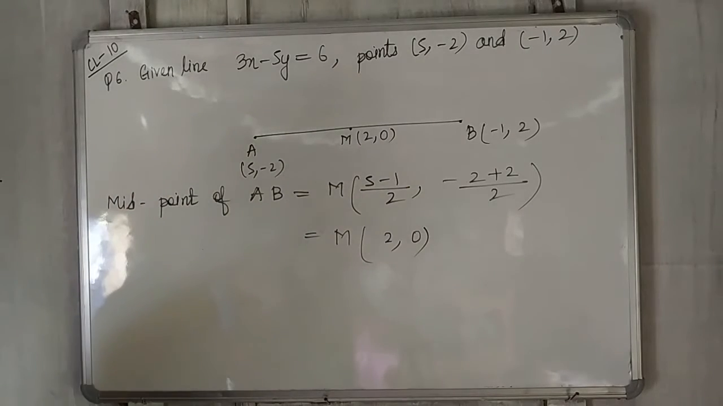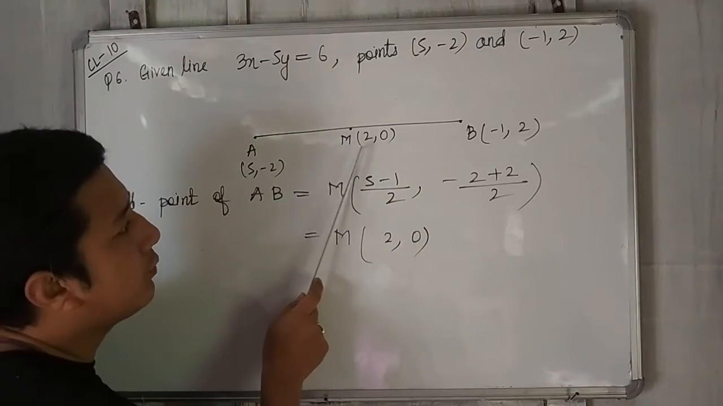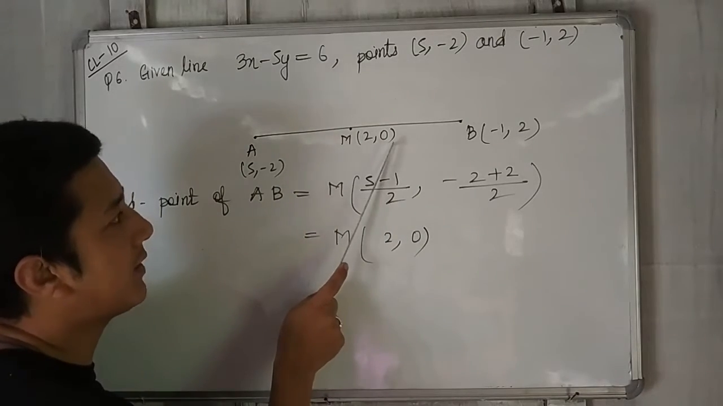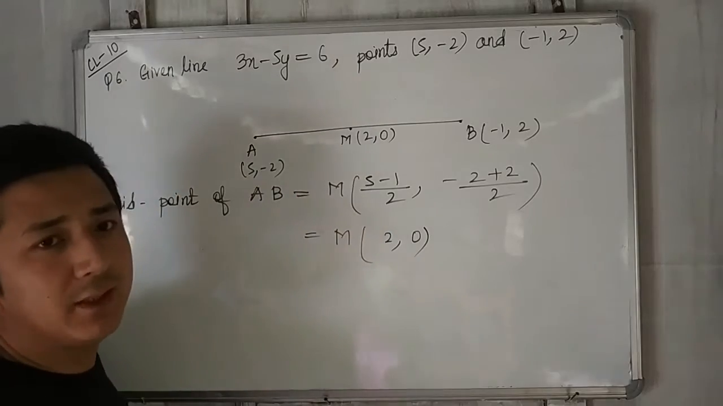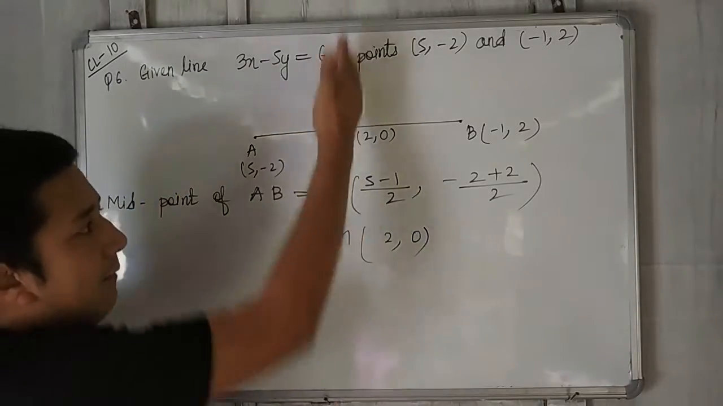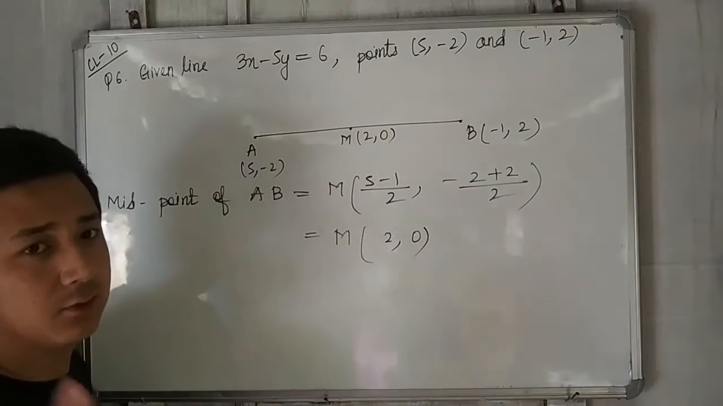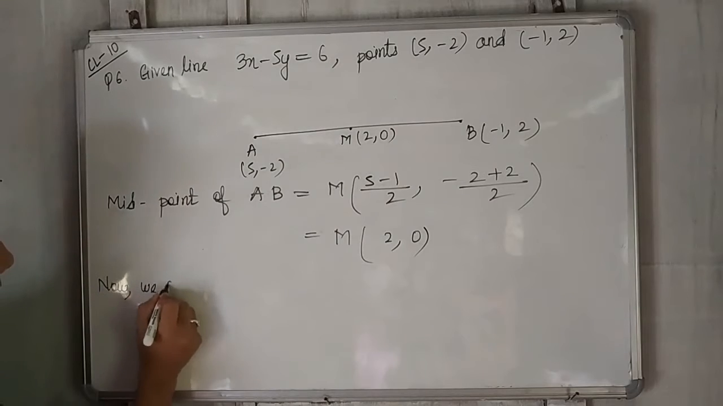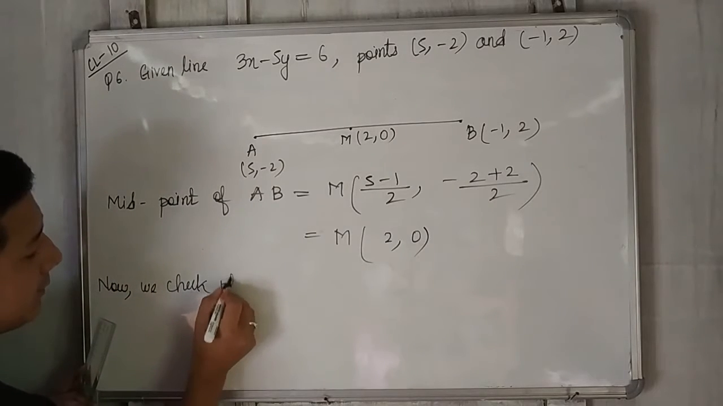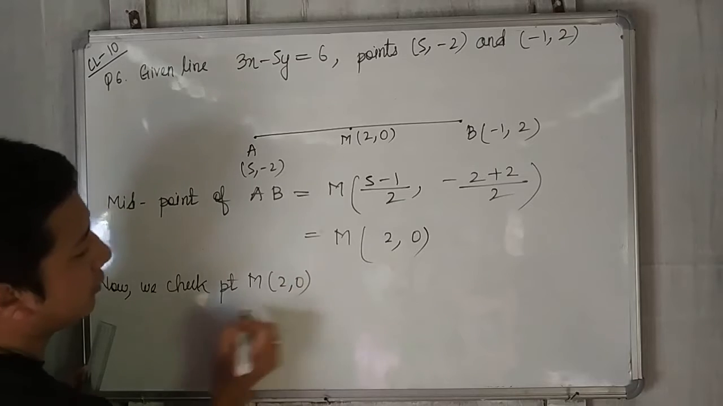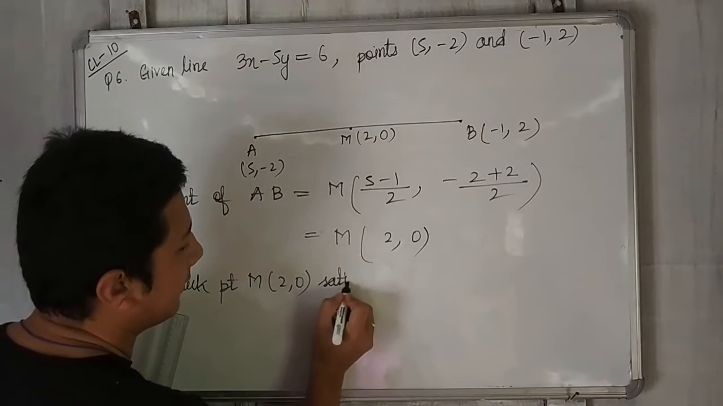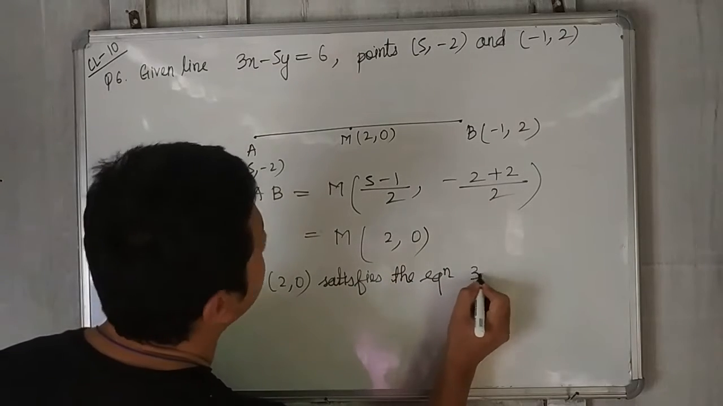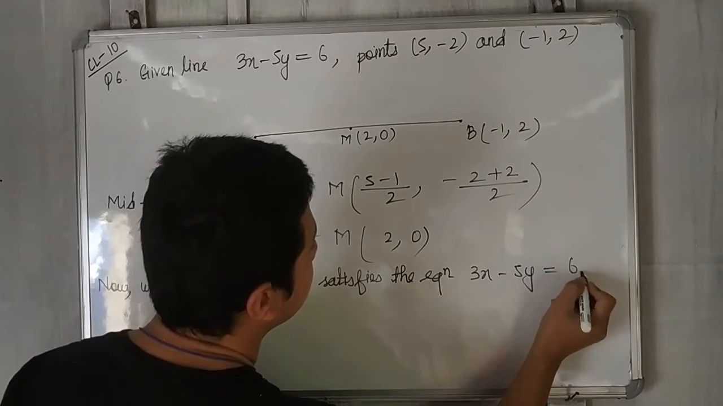Okay, now what we need to do, we need to check if this point 2, 0 satisfies this equation. Are you understanding my point? If this point 2, 0 satisfies this equation, then it means that the straight line passes through this M and it bisects equally. So now we will check. Okay, now we check if point M 2, 0 satisfies the equation 3x minus 5y is equal to 6 or not.